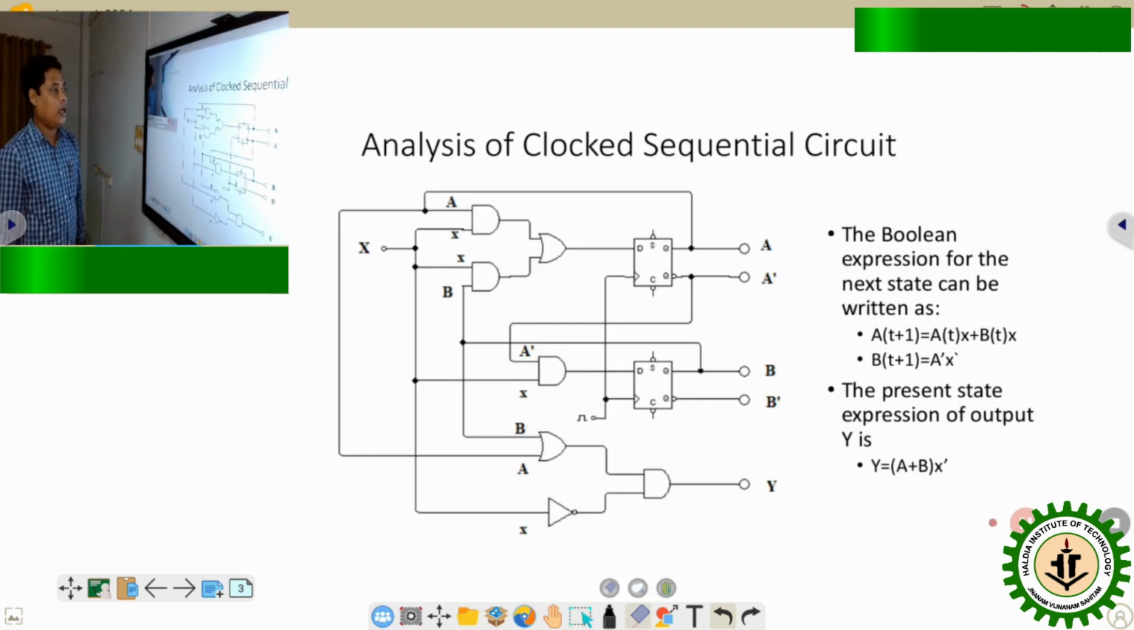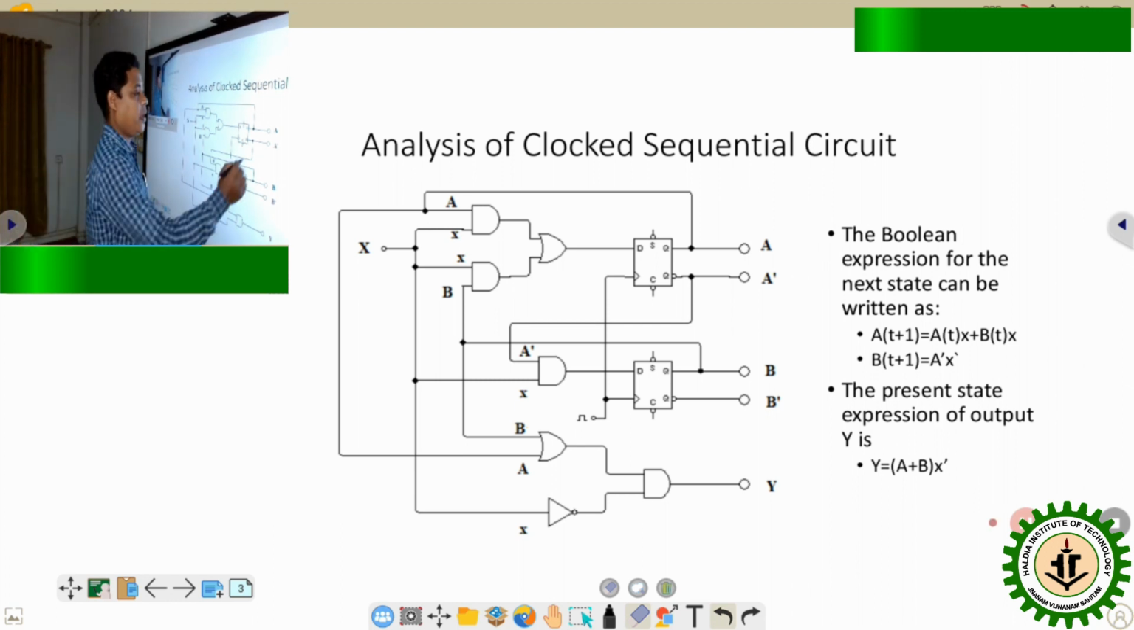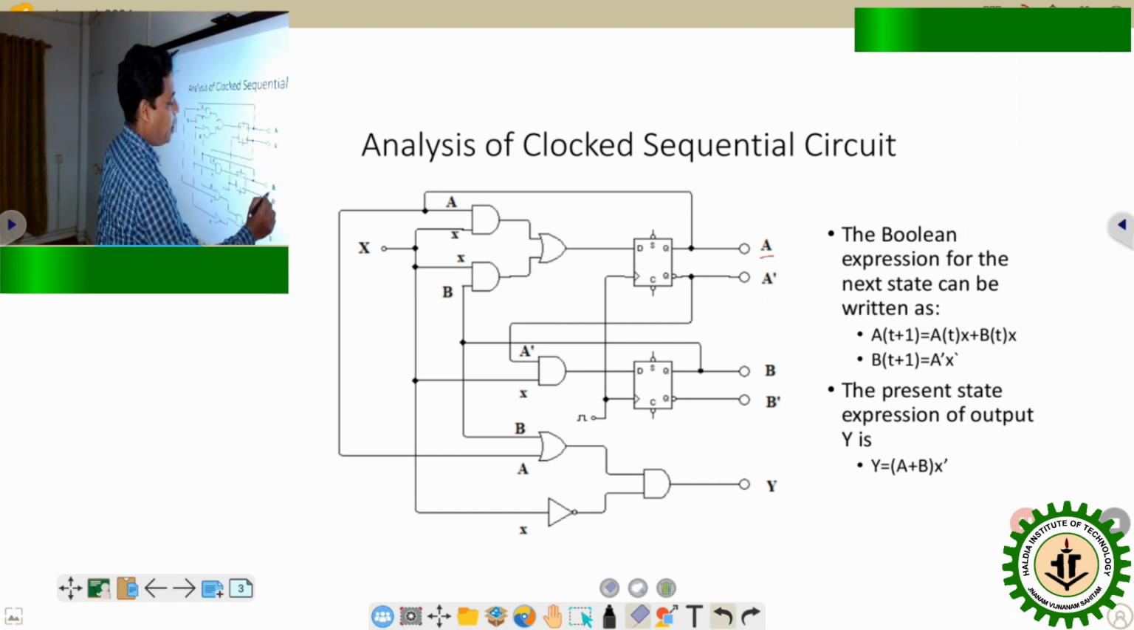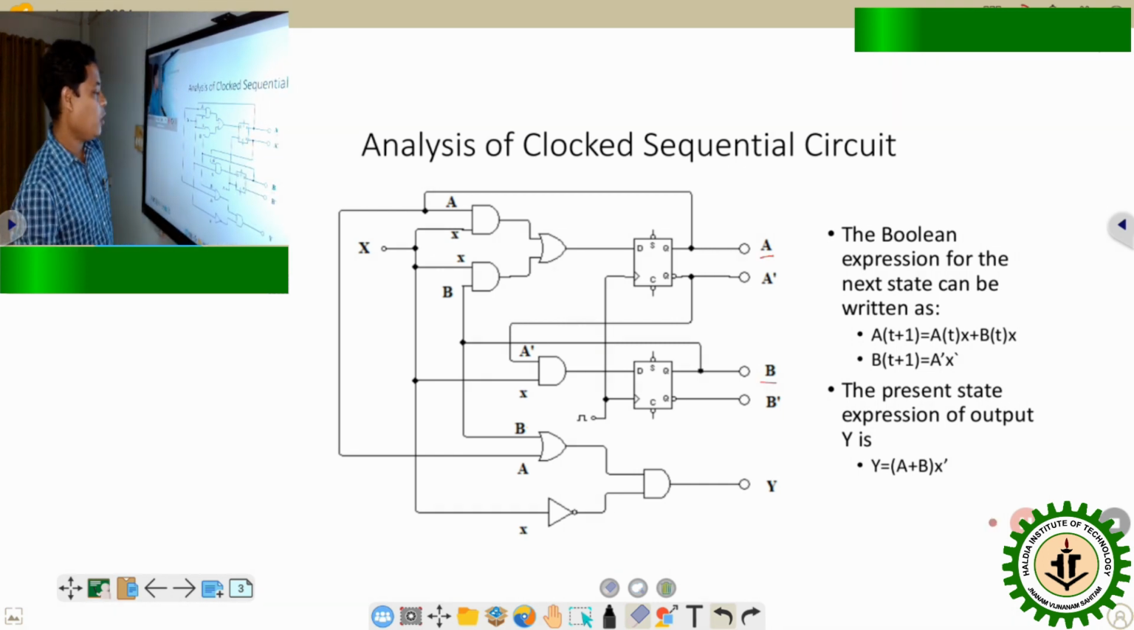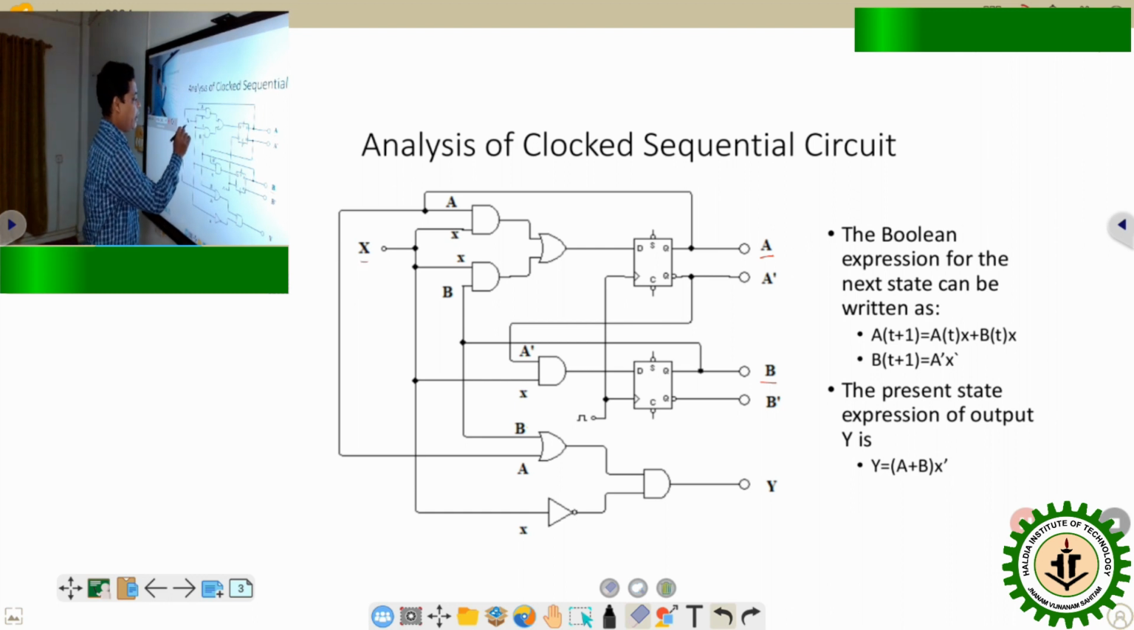To discuss the output and how to draw the state diagram and state table of a given sequential circuit, I have taken one example which consists of two D flip-flops and a few gates. If we observe the D flip-flop outputs in the form of A and B, they depend on the given input X as well as the previous state of the same flip-flops.